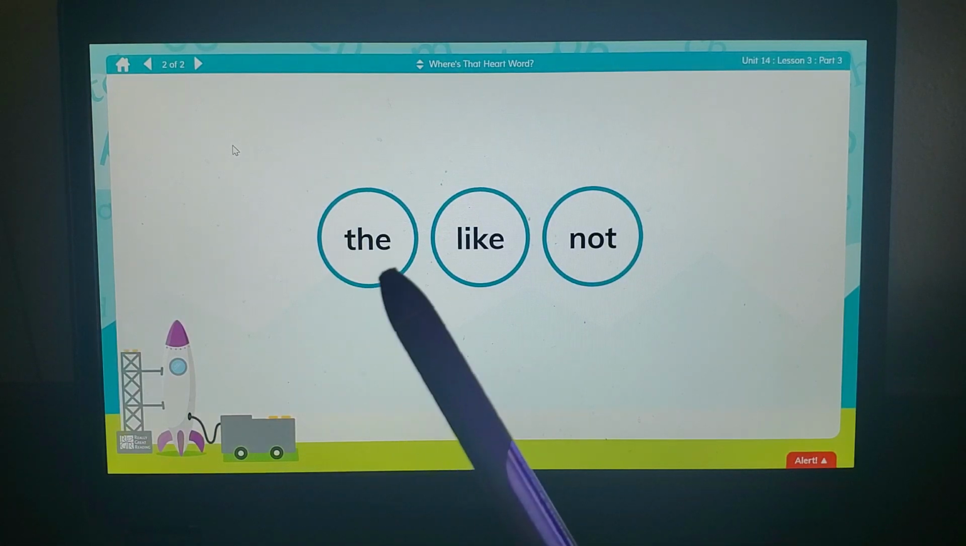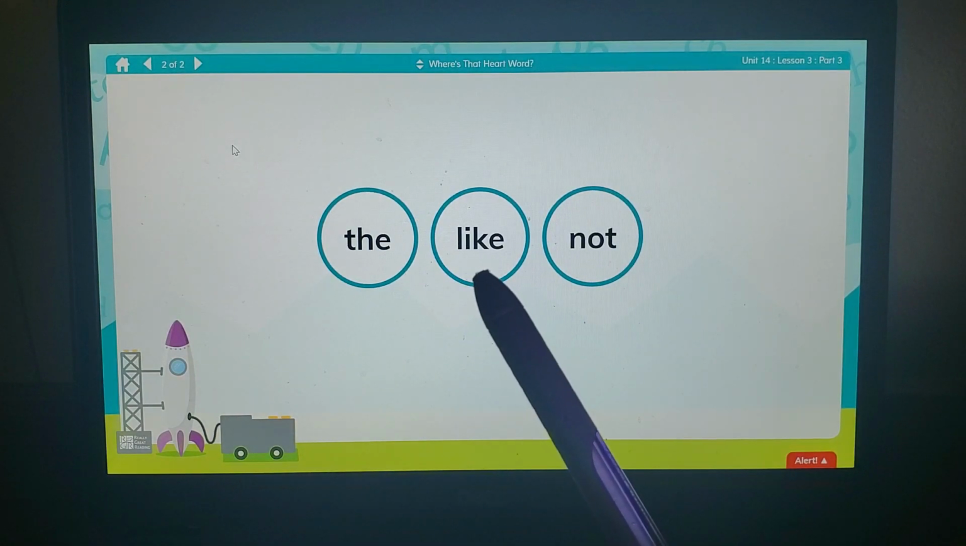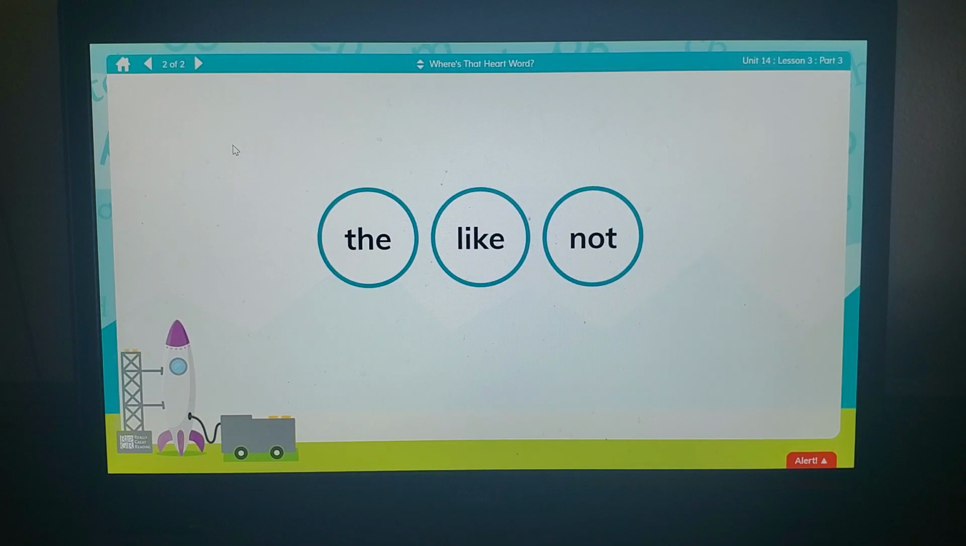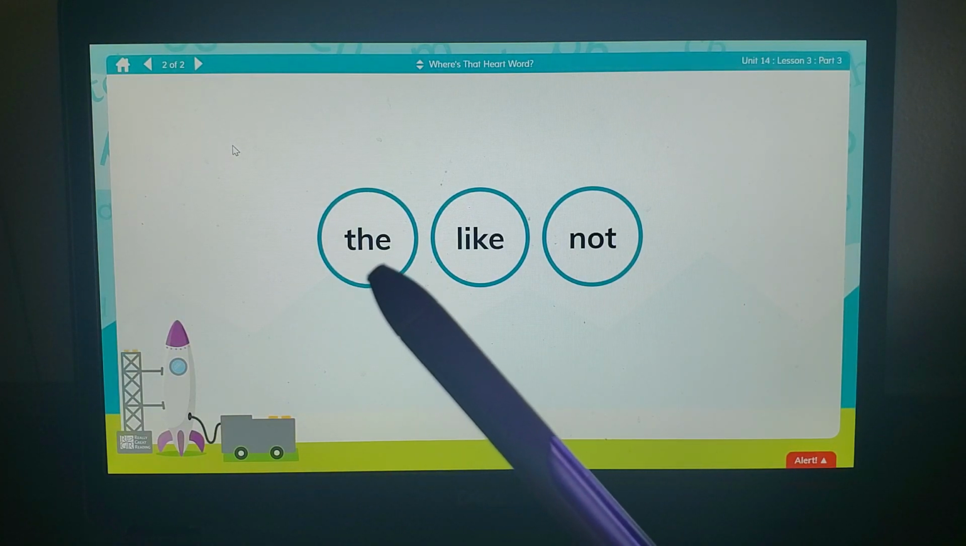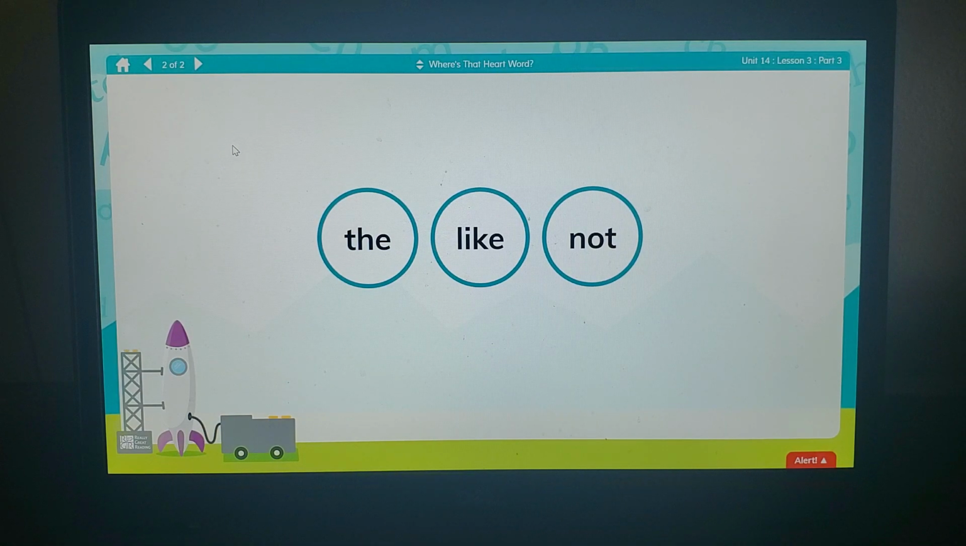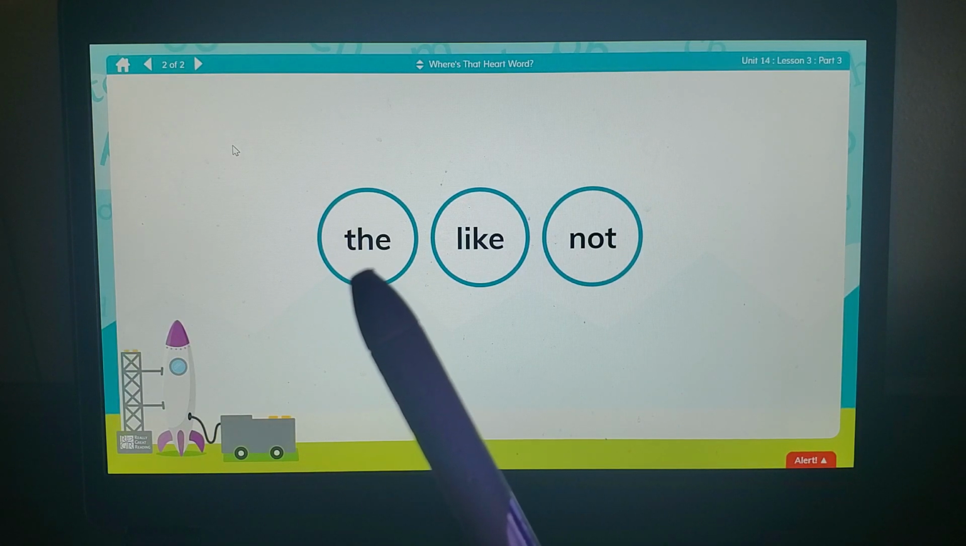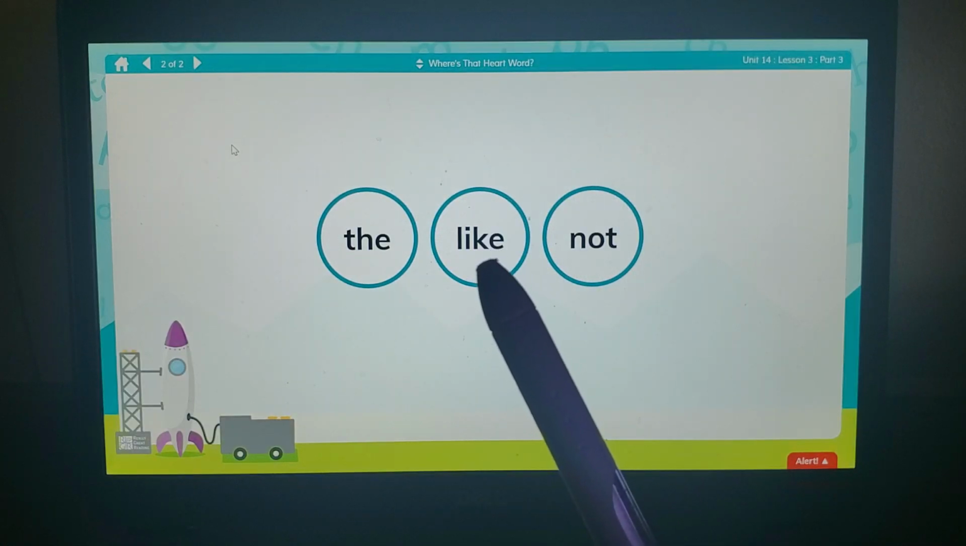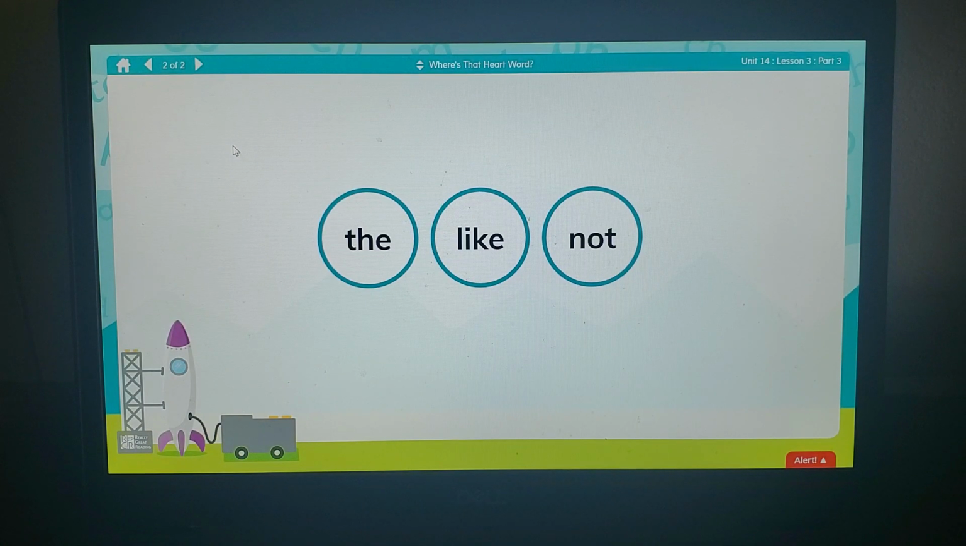Our next set of words. Read them with me, please. The, like, not. Which word is first? The is first. Which word is next in line? So remember, the word that's next is like. Which word is last? Not is last in this line, not.